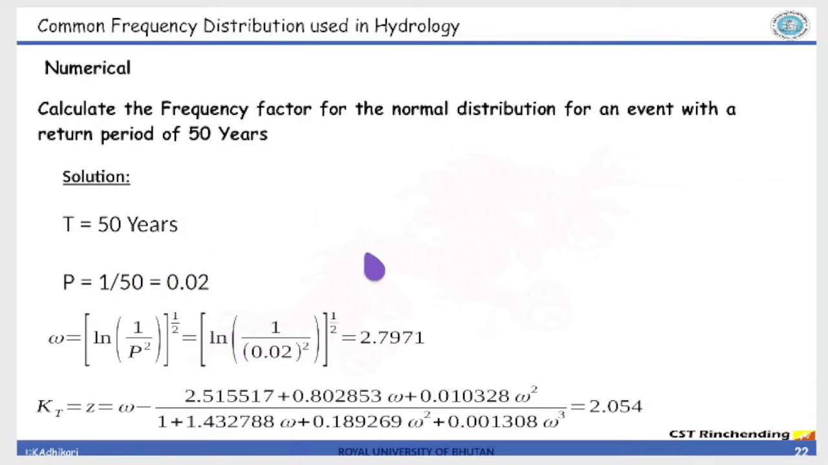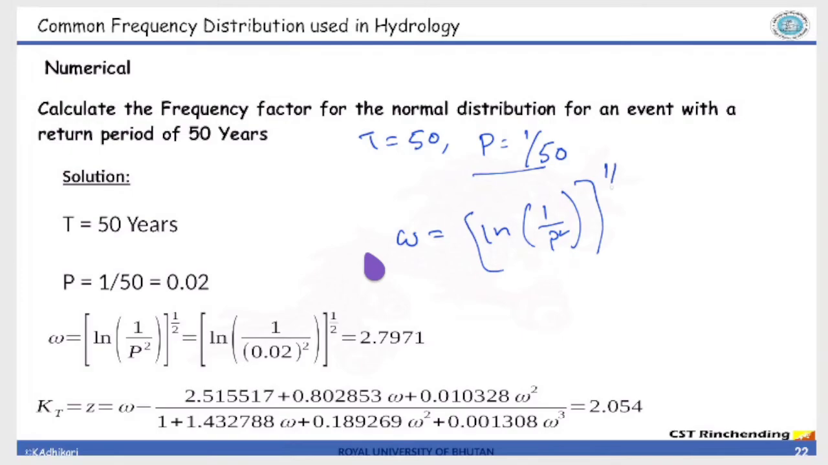Here the question says: calculate the frequency factor for a normal distribution for an event with a return period of 50 years. So the information given to us is that the return period is 50. So the exceedance probability becomes 1 by 50. Based on this, we plug this value into omega. Omega is ln of 1 by p squared, and everything raised to the power half. So we can calculate omega, and you plug the value of omega into the long equation here and you will get the KT value, the frequency factor.